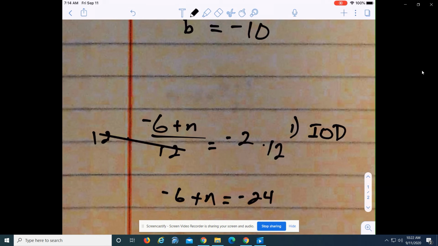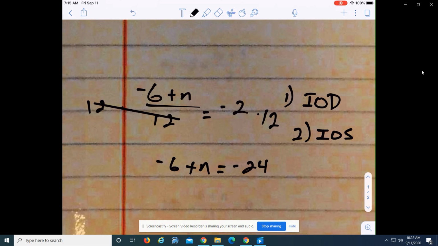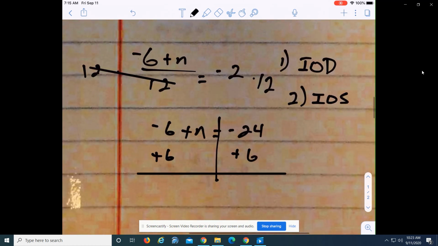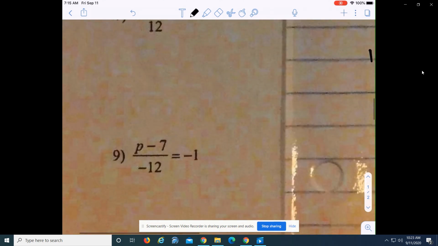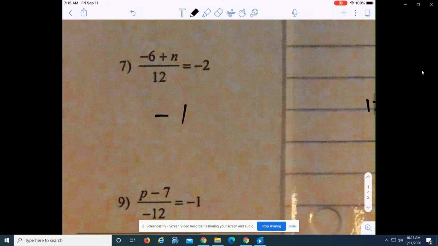And then this time the second step is to do the inverse of subtraction because it's a negative 6. So we're going to add 6 to both sides. And so what happens is the 6's cancel. n drops down, and it's equal to negative 24 plus 6 is negative 18. You can use Desmos calculator if you'd like. So this one is negative 18.